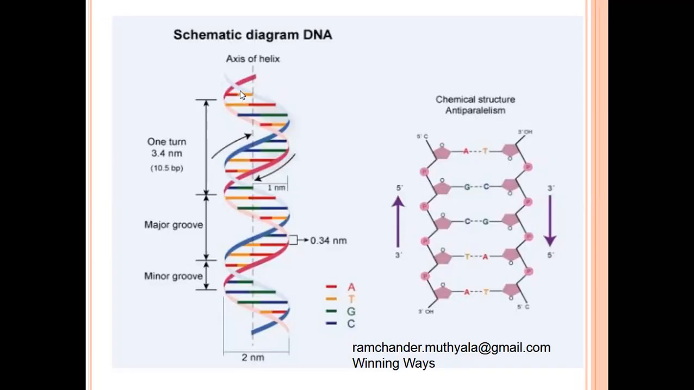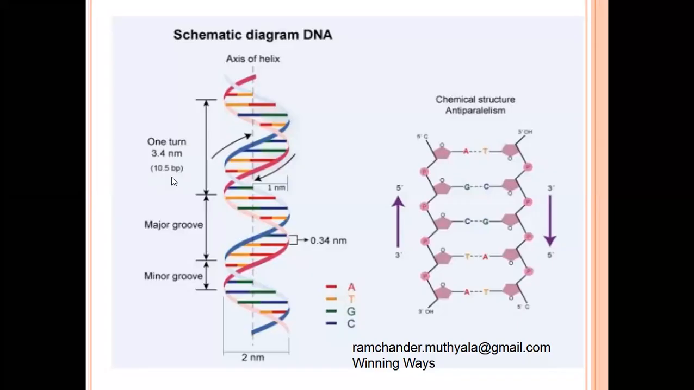During the formation of the double helix structure, it shows major grooves and minor grooves. The major groove shows up to 34 angstroms of length, which is also called 3.4 nanometers of length. In this major groove, mainly 10 nitrogenous bases are present.